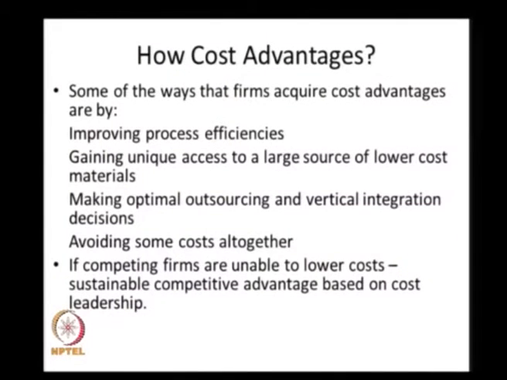Like for example, McDonald's, it makes its menu very simple so that it does not have to hire some of the best chefs in its fast food chain. So it avoids that cost altogether. Now as a result of all of this, if competing firms are unable to lower costs, then there is a competitive advantage which is based on cost leadership. So when firms decide to use cost leadership as a strategic option, they tend to do any one of these to ensure that their costs of providing a comparable product or service is lower than competition.